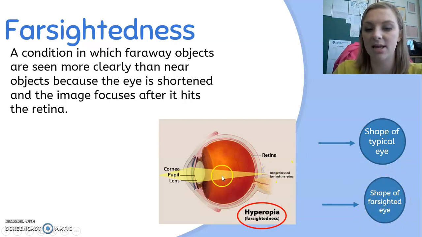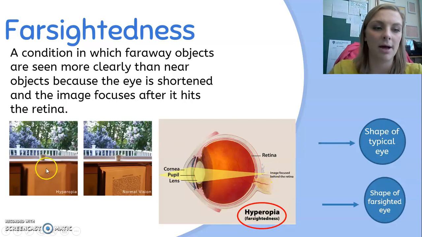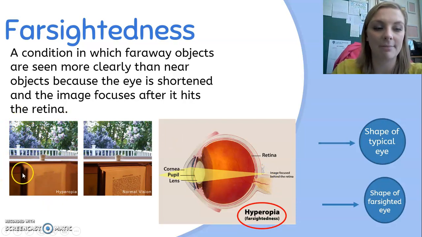Okay, and what's happening is that the image being projected onto the retina isn't focusing until behind the eye. And so you can't see those things that are close up very easily. Here's an example over here. Here are the faraway objects that are pretty clear. Then the nearby objects are blurry compared to normal vision here.